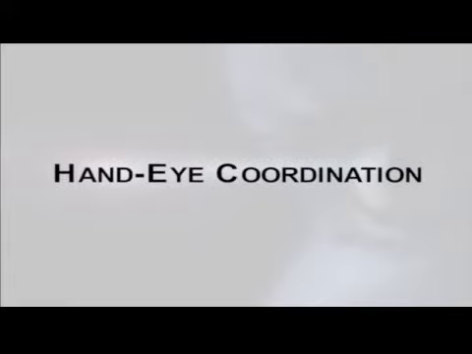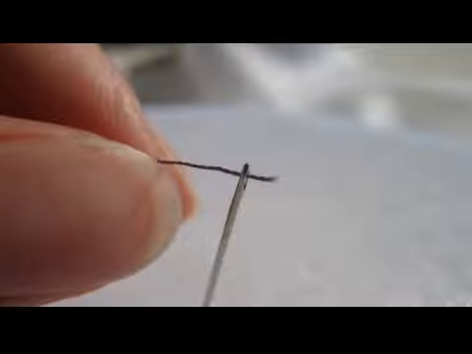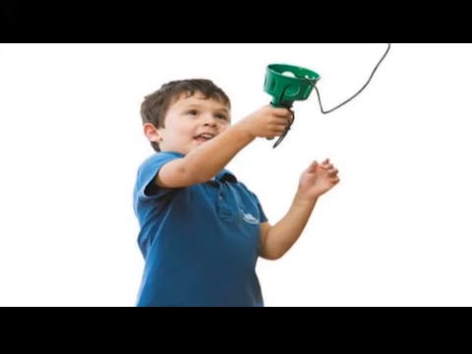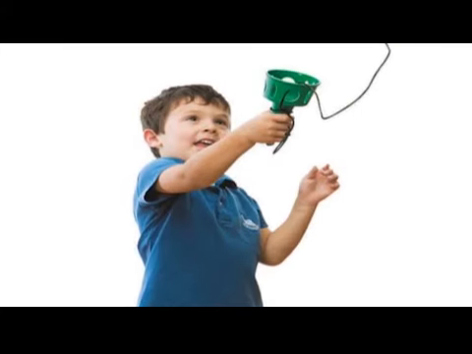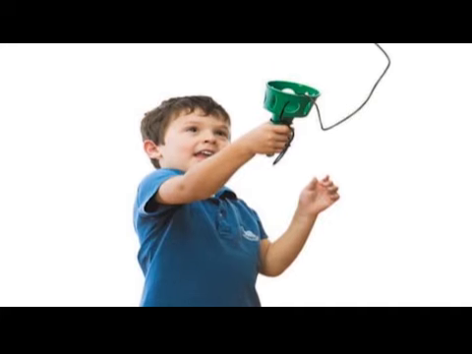The eighth skill is the hand-eye coordination. It is the ability to perform a task using hands and eyes in coordination, such as picking up objects and threading a needle. The eye and the hand have to function together so that the hand reaches for the object in the location in which the eye sees it.